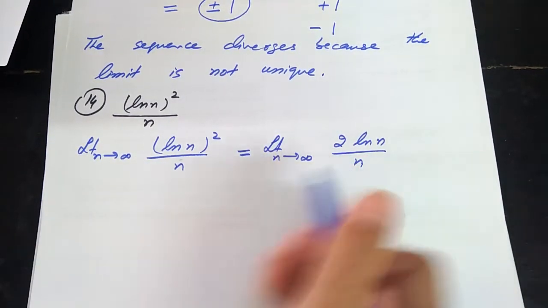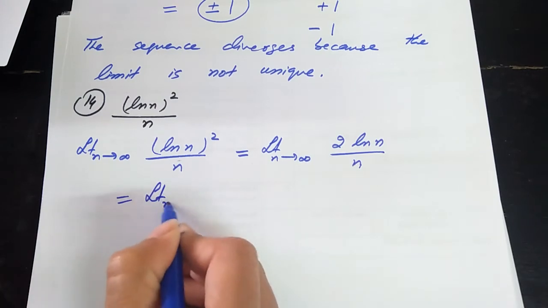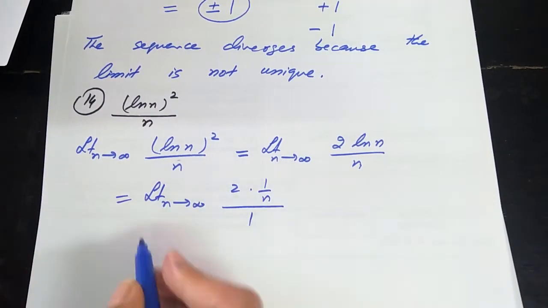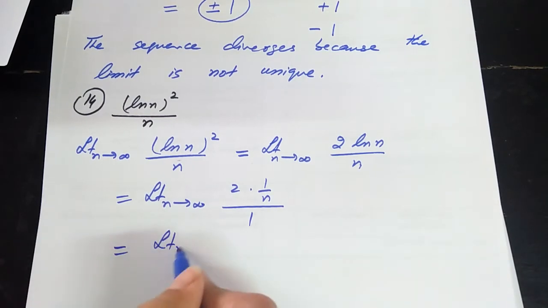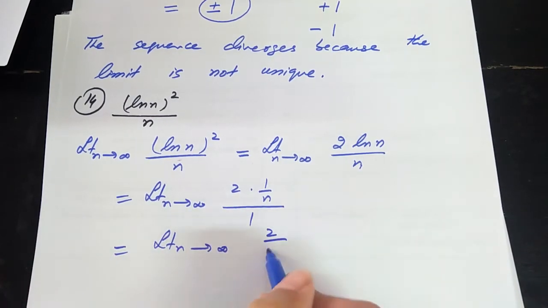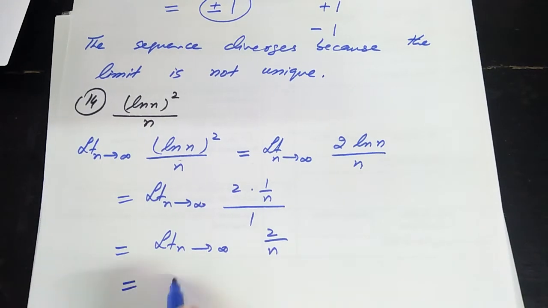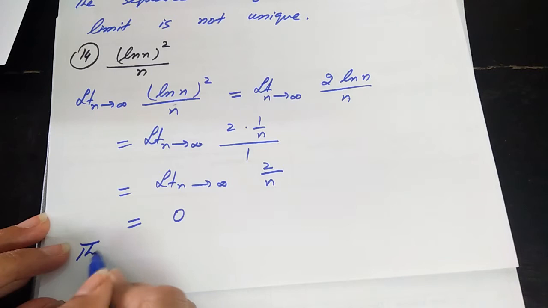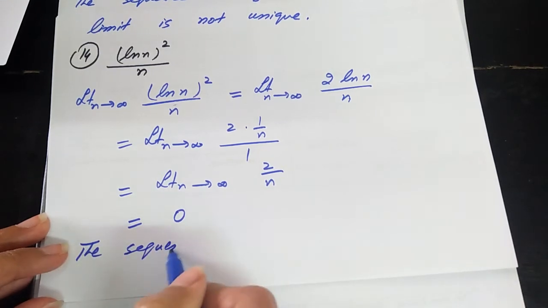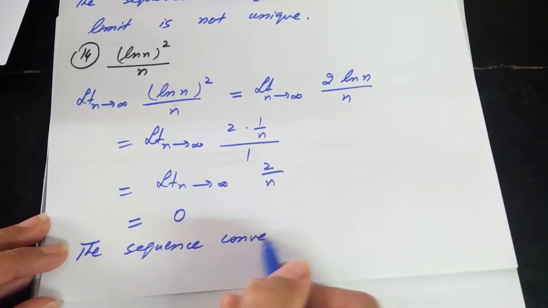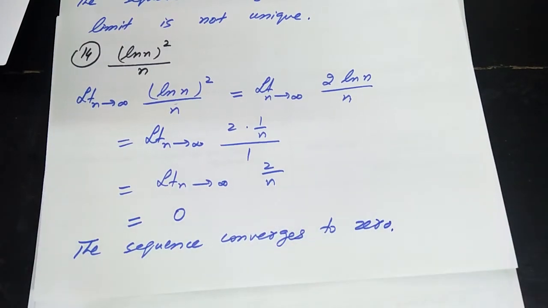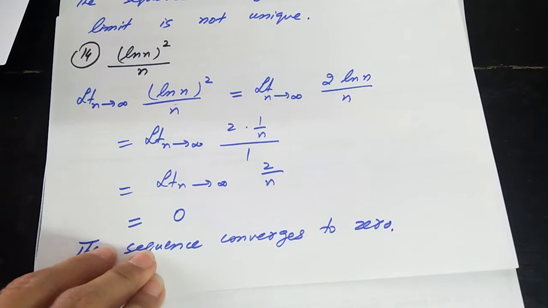Now you can use L'Hopital's rule here. It will become the limit as n approaches infinity of 2 times 1 over n, over 1. So it becomes the limit of 2 over n. If we apply the limit here, we'll get 0 in our answer. So it means the sequence converges to 0. So the sequence is convergent in question number 14.